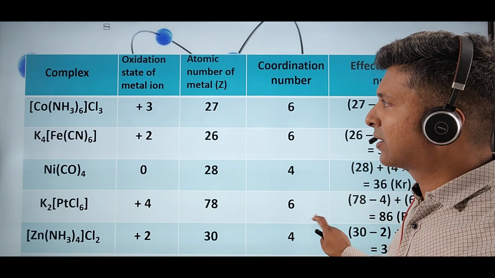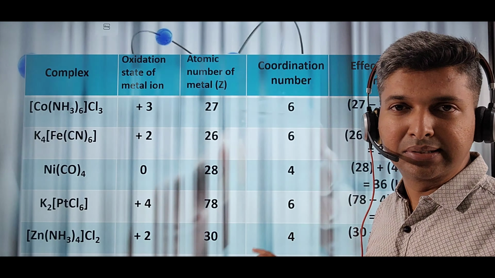So this is how we are calculating the effective atomic numbers. It's very easy.